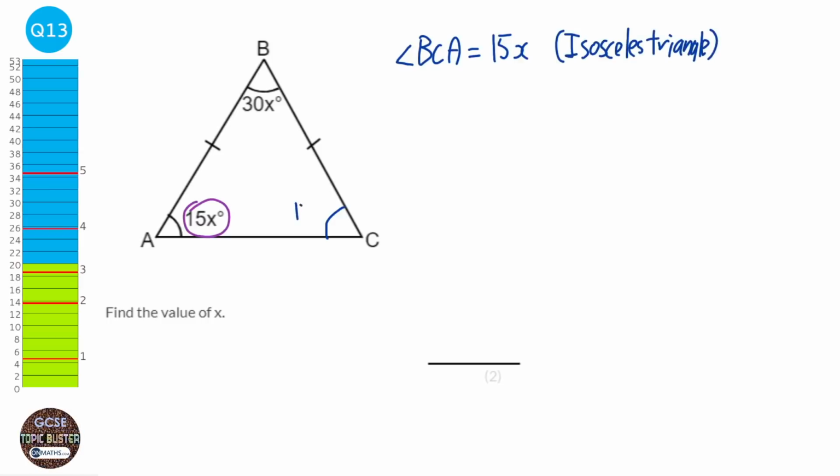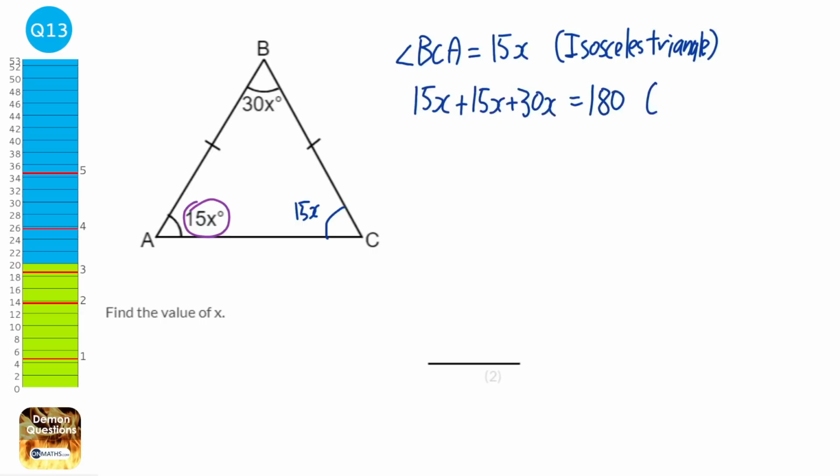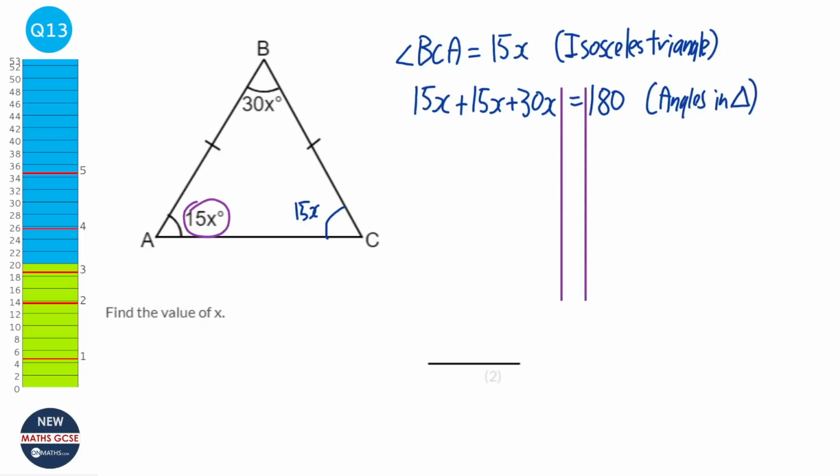Okay, so if this is also 15x, we know that angles BAC plus ACB plus ABC, so basically all three of the angles in the triangle, are going to add up to 180. So 15x plus 15x plus 30x is going to equal 180, because it's angles in a triangle. Get my lines in, my tram lines in.